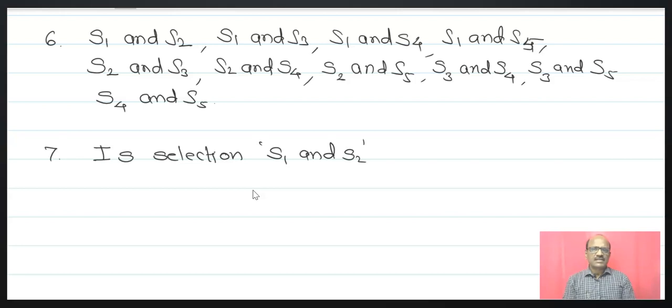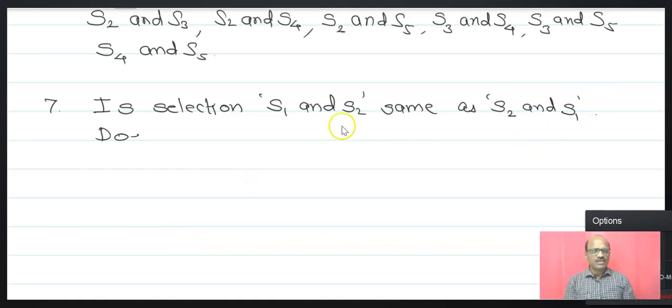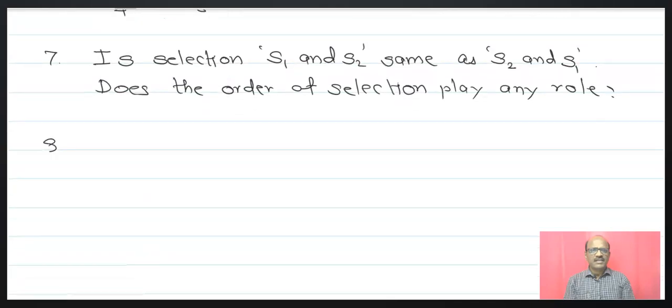Next, the selection S1 and S2 is the same as S2 and S1. Suppose that in the cricket team you want to select Tendulkar and Ganguly. Is order important for them? No, order is not important. Therefore, that is the type of combination in which the order is not important. Does the order of selection play any role?